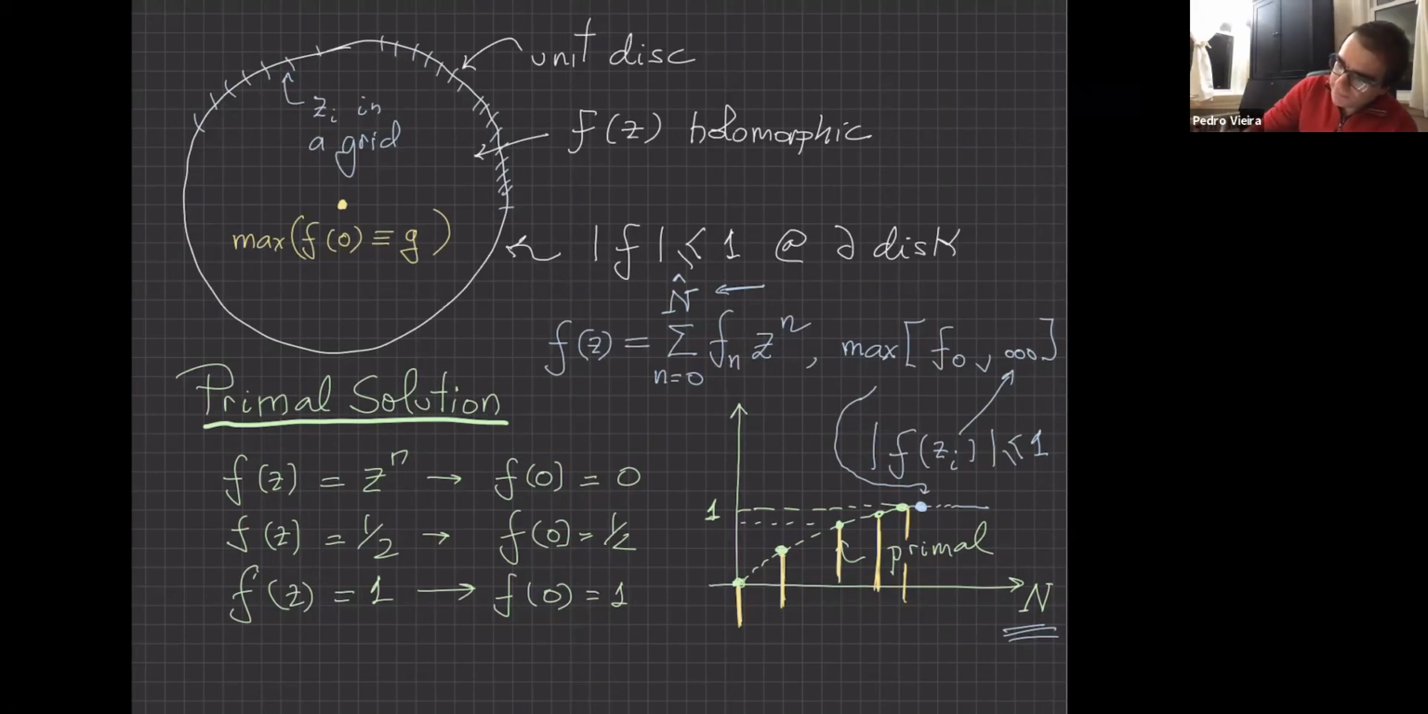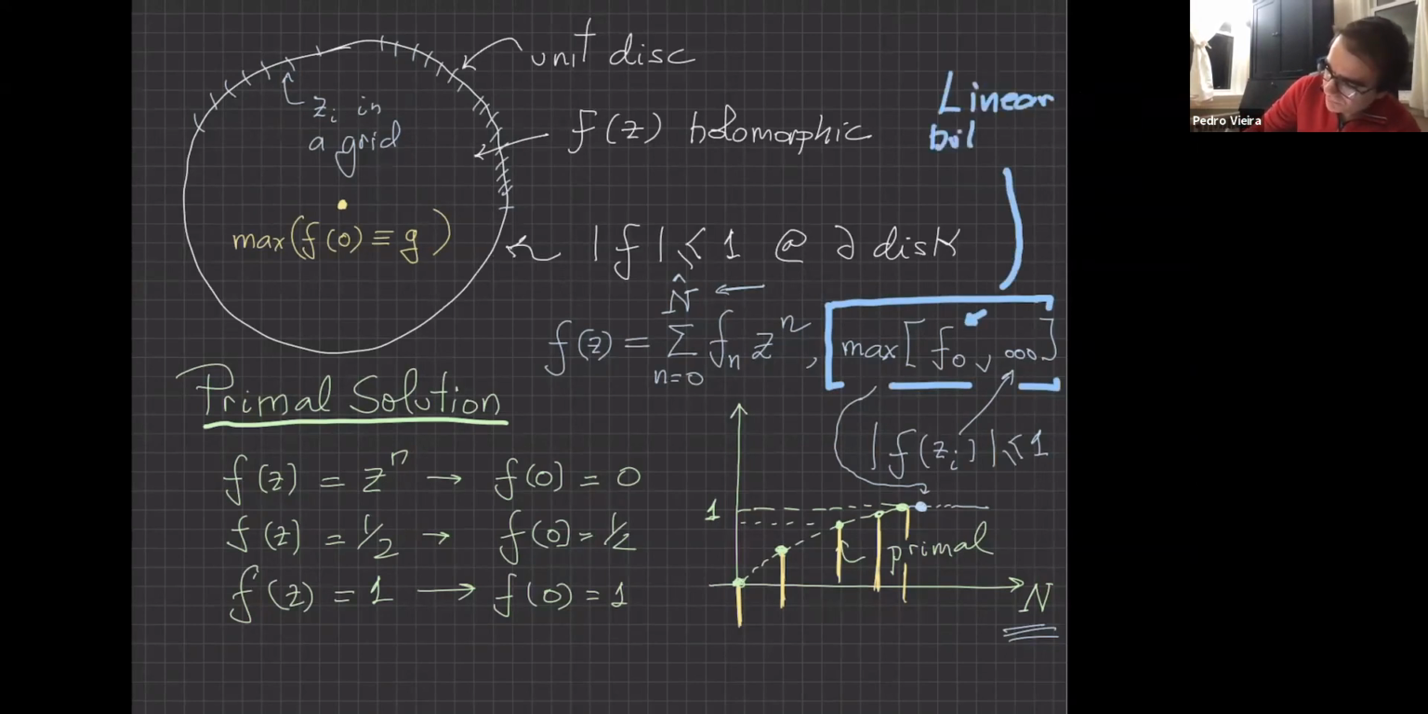So let's emphasize that these are two different problems. This problem here is a linear problem, because the target is just F0. It's linear, but it's constrained, right? There are constraints.